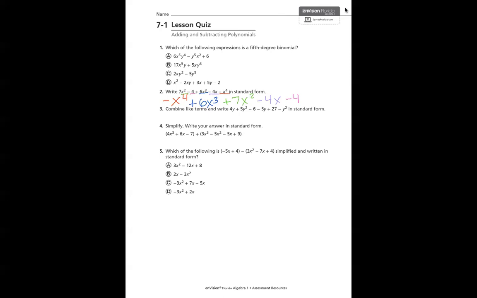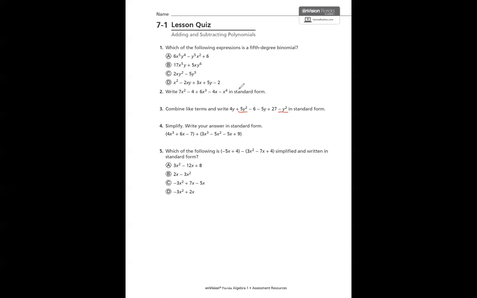number. Okay, number 3, combine like terms and write it in standard form. I'm still going to use my color coding, and I'm going to start with the highest exponent. So it looks like my highest exponent is 2. So I have a positive 5y squared and a negative y squared.